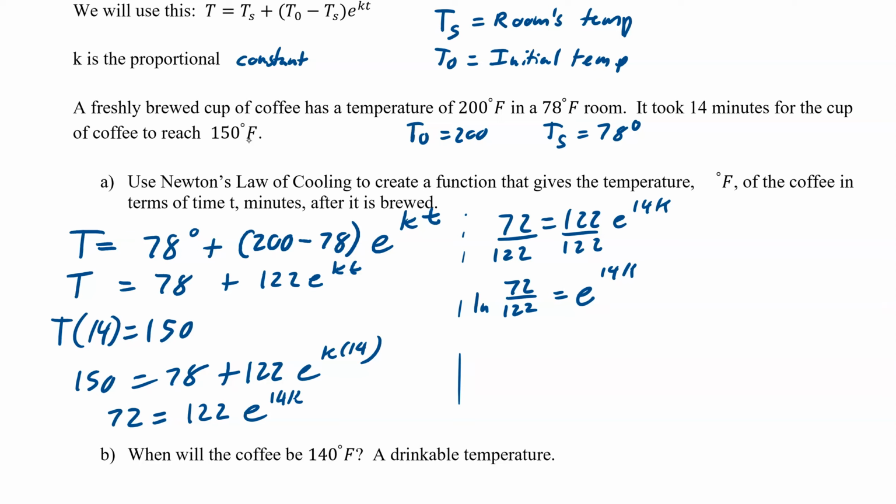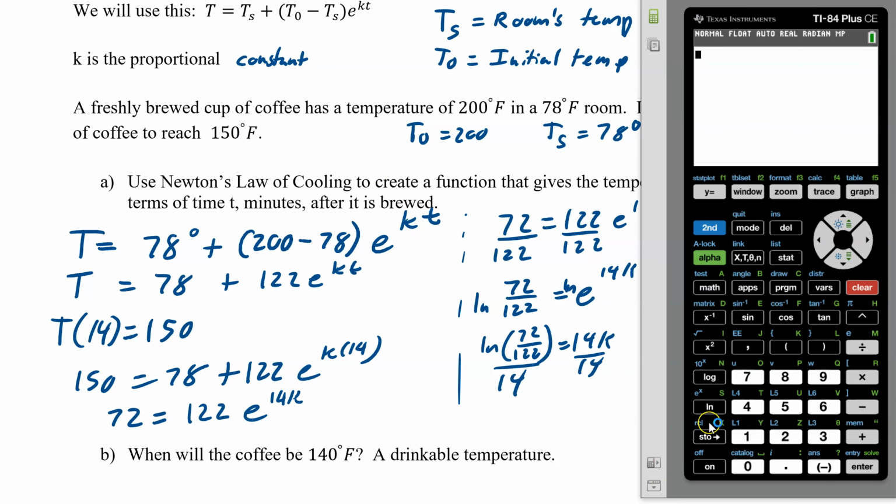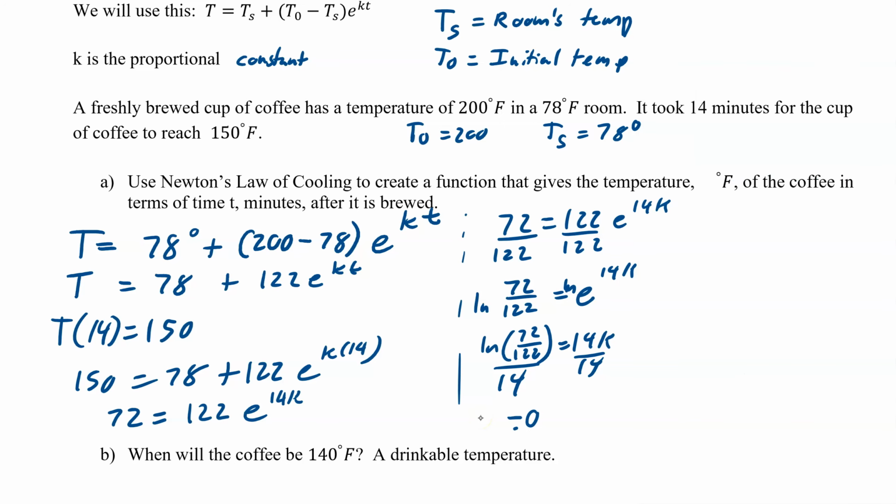And then now natural log to both sides. So we get 14k equals ln of 72 over 122. Divide by 14, divide by 14. Plug it in the calculator. So natural log of 72 divided by 122. And so we now get negative 0.037, and we'll do 4 decimal places. So negative 0.0377. And that's our k.